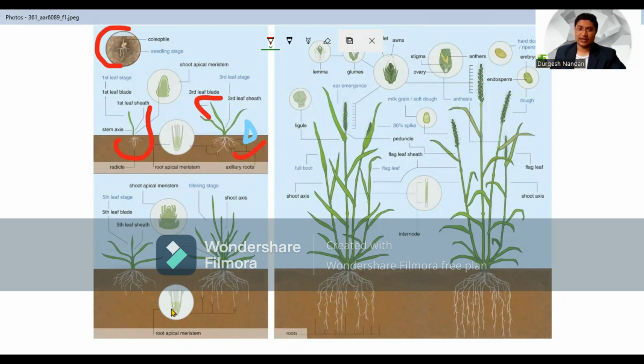In the next phase, the root apical meristems come, meaning axillary roots are grown, and after that tillers are also found, and the shoot axis. Okay, the shoot apical meristem is there, at the fifth leaf stage. After that, more leaves, and from the tillering stage it moves towards the booting stage. So let's discuss the plant morphology here with that green plant.